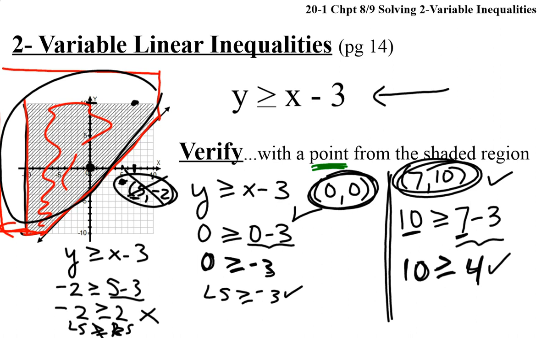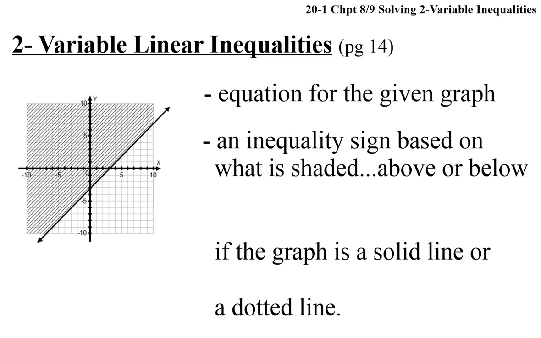So all two-variable inequalities are doing is this: we're making the graph, but then we're identifying all the multiple possible points, x and y, from the Cartesian grid that should satisfy it. That's what linear inequalities are. So we want an equation for the graph. We then want to put in an appropriate inequality sign based on what's shaded, above or below. We need a greater than or a greater than or equal to sign if it's shaded above the line.